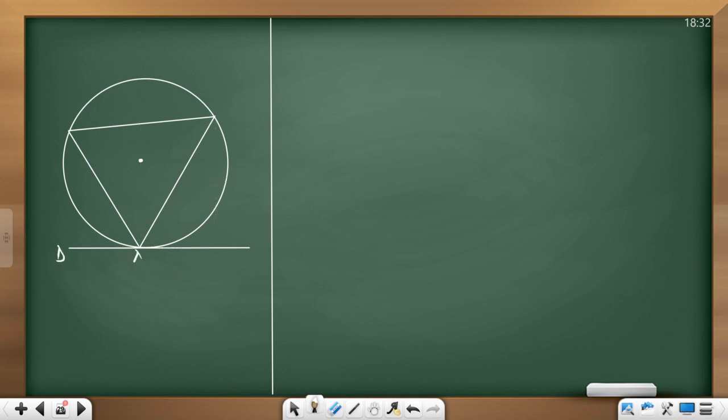A, B, and C. We want to prove that angle DAB should be equal to angle C. Angle DAB is equal to angle C. That is, this angle must be equal to that angle. That's what we want to prove. We would need to do a bit of a construction.